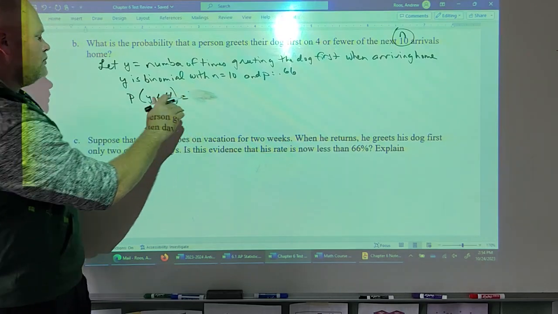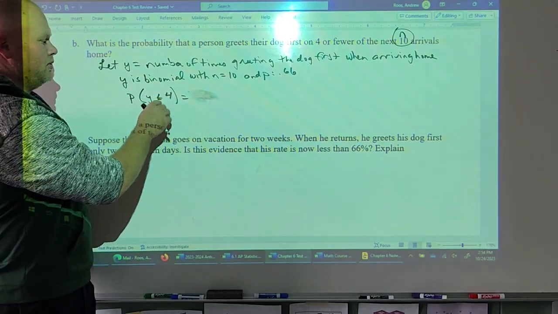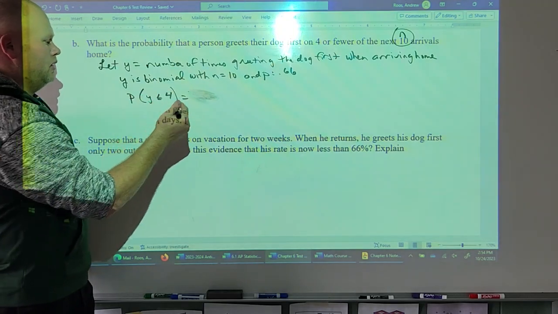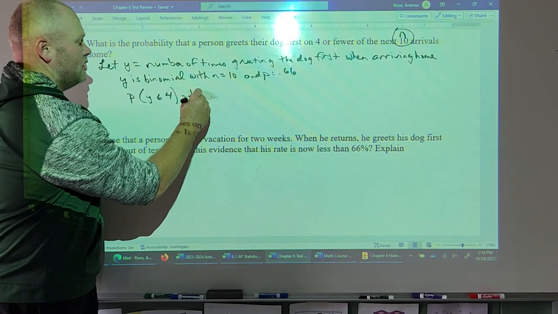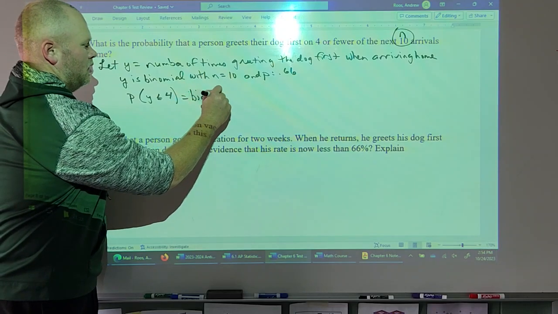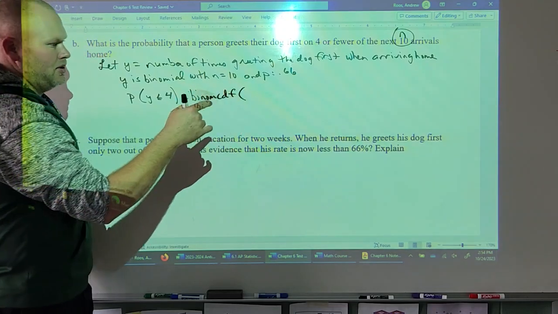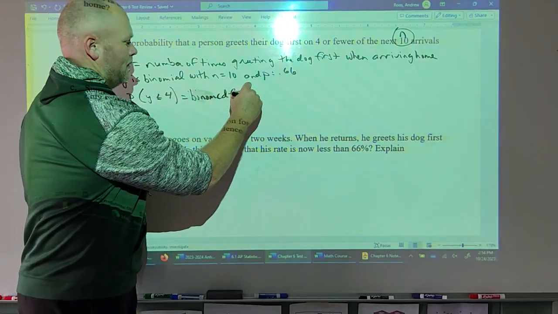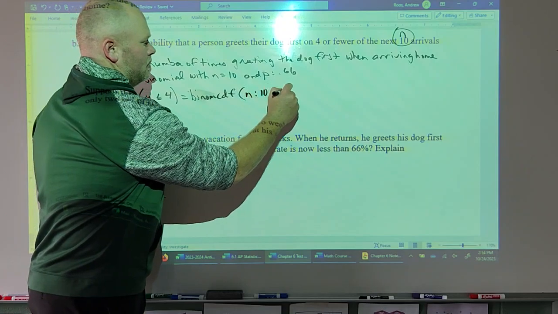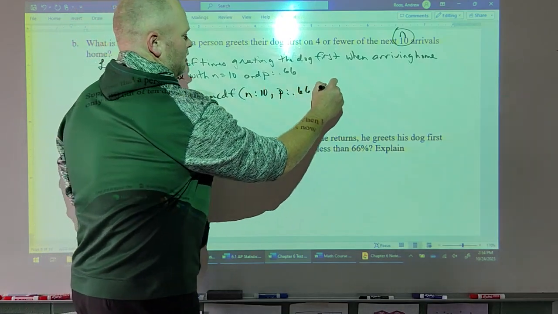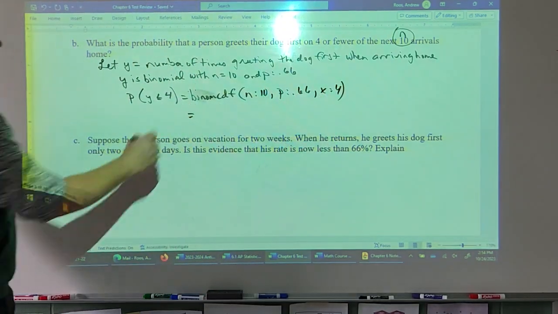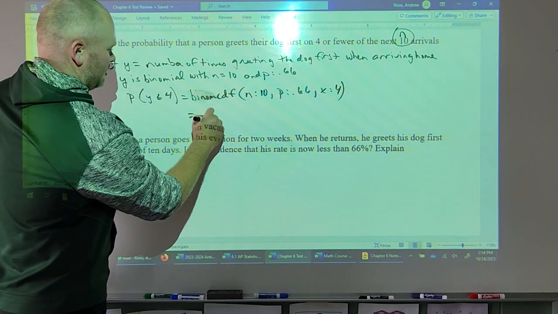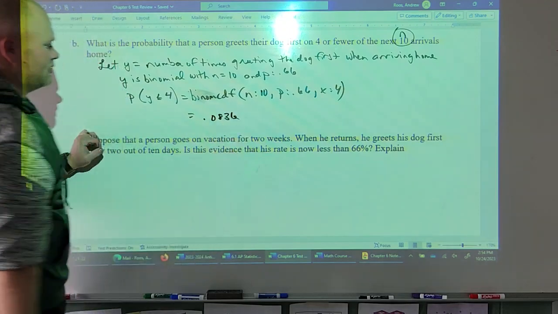So with less than or equal to inequalities, we use the CDF portion of the binom command. And binomcdf always gives you probability less than or equal to, so we don't have to do anything fancy here with rewriting the probability statement. So n is 10, p is 0.66, x is 4. So that gives us 0.0836. Okay.